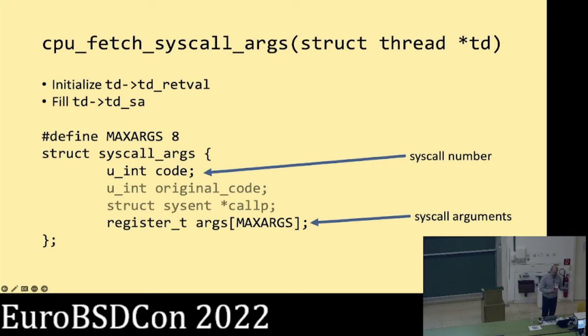So CPU fetch syscall args. This is kind of where all the tricky bits come in, is the interaction of this with the actual system call implementation. So this thing's job is it initializes the return value, sets a default return value, and then it fills in this syscall args structure. It takes that code, the number that we saw in the assembly, and stuffs that into the code thing. It also fills in the pointer to struct sysent that points to the actual details of the system call implementation, like the function pointer to the sys underscore bit. And it fills in this array of arguments. So we can take up to 8 arguments for each system call, and each one of them is a sort of machine architecture-sized integer. So on 64-bit, that's a 64-bit integer. On a 32-bit machine, that would be a 32-bit integer.